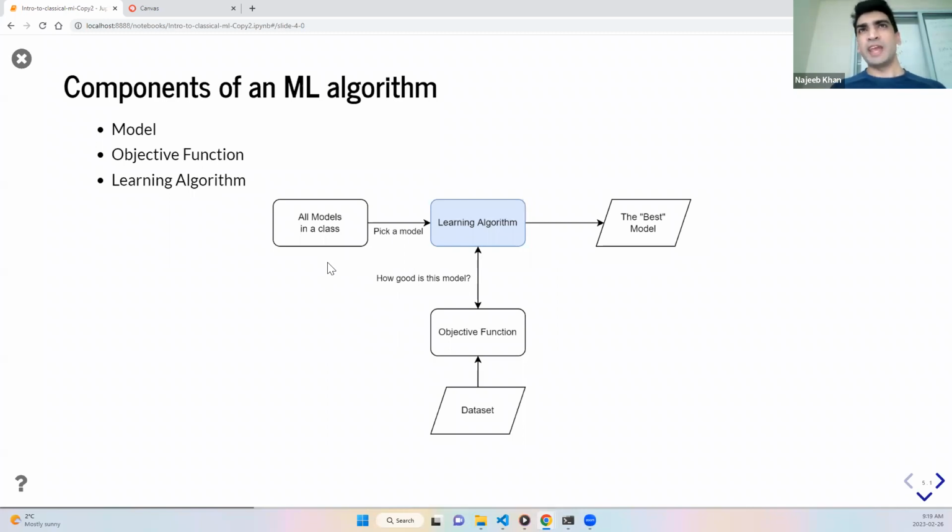And how does it do that? You define an objective function. An objective function is a function of the data set that you have and the model that you pick. The objective function tells you how good a given model is based on this data. The learning algorithm searches for the best model using this objective function, and then provides you with the best model that it can provide. We will look into more details on each of these three components in the coming slides.